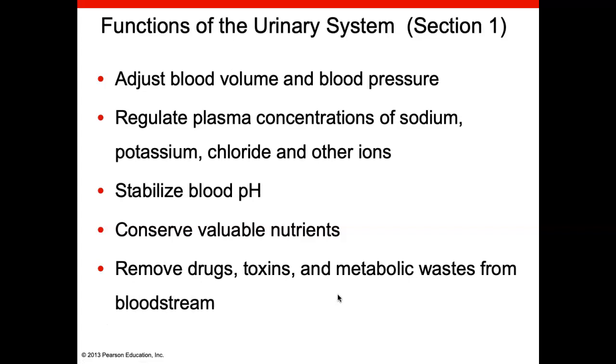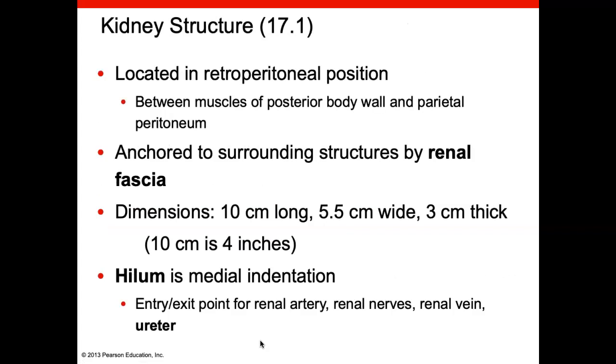The urinary system adjusts our blood volume and pressure. If we have high blood pressure, it may be because we have too much blood, and so some of that fluid is removed in the urine. It regulates the concentrations of certain electrolytes, such as sodium, potassium, and chloride ions. It stabilizes our blood acidity content, or pH. It conserves valuable nutrients such as amino acids and glucose, and it removes drugs and toxins and metabolic wastes.